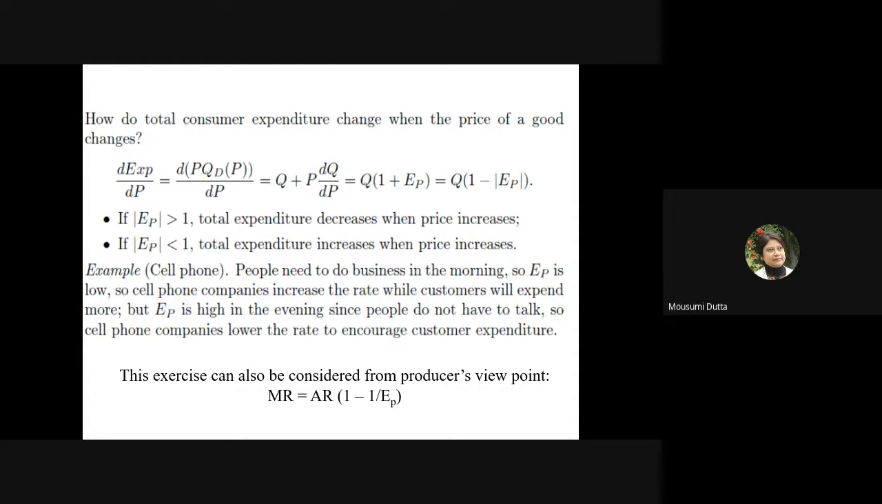And we are now talking about expenditure. Capital E indicates expenditure. Capital E is based on the concept of quantity into price. Expenditure is quantity into price.